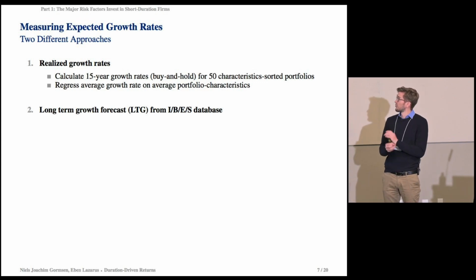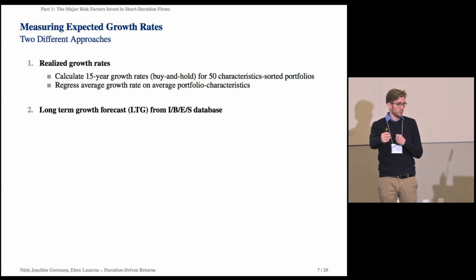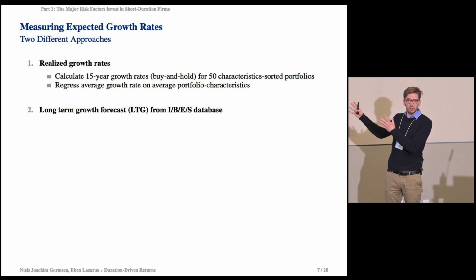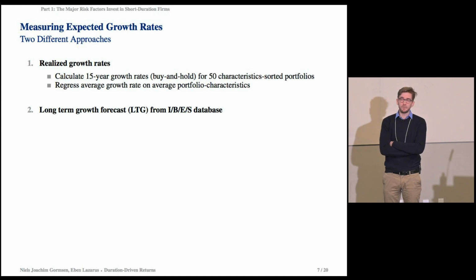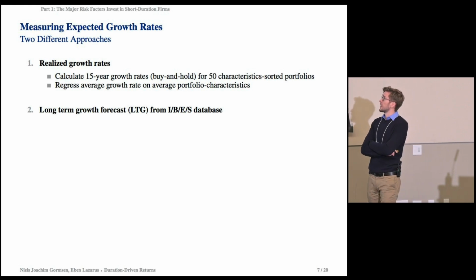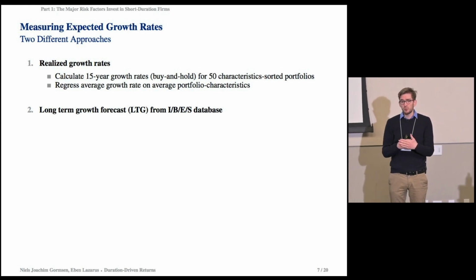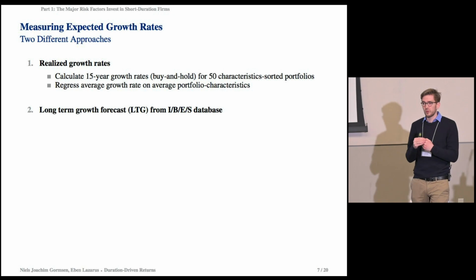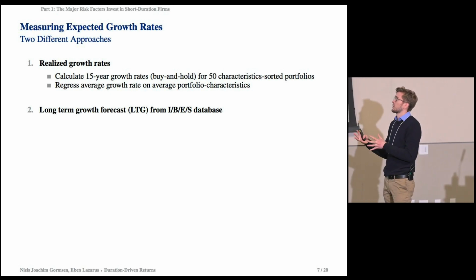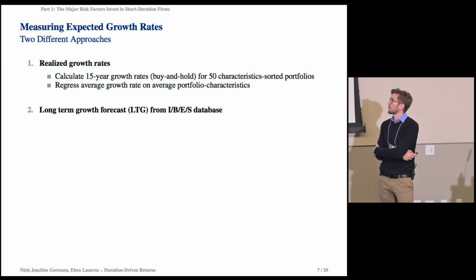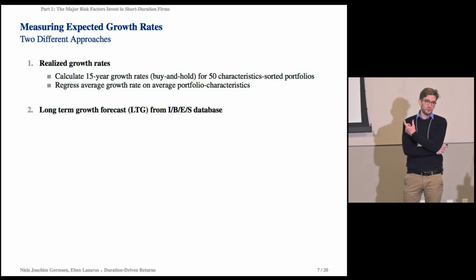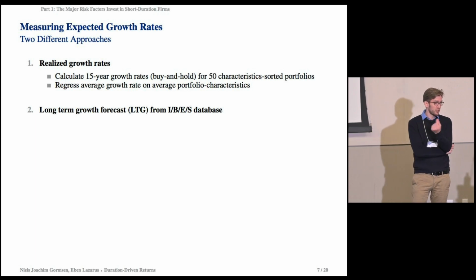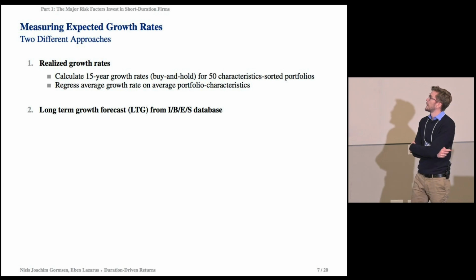The first thing is we take 50 characteristic sorted portfolios, and we calculate then the 15-year growth rates of the firms in the portfolio, just like the figure I showed you on slide 1. We say at formation period, we're looking at the firms that you hold, and then we're looking 15 years into the future for the same firms, what's their growth rates on average. And then we're going to compare these growth rates to the characteristics of the portfolios. We're going to do that for 50 different portfolios, 10 for each of these major characteristics that we're looking at.